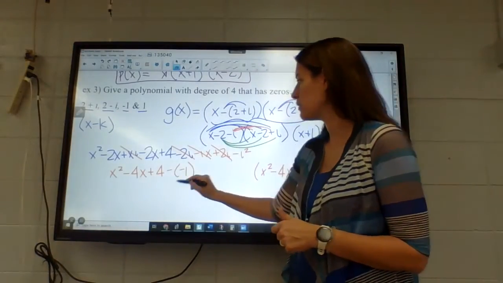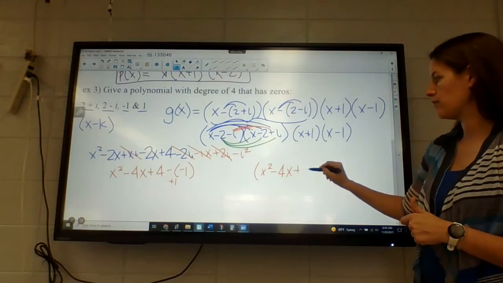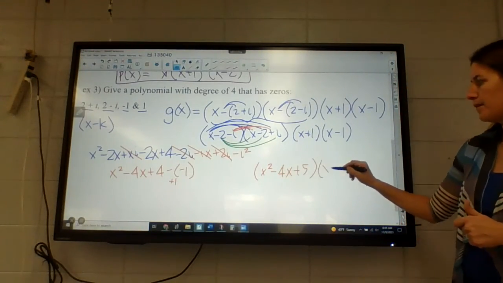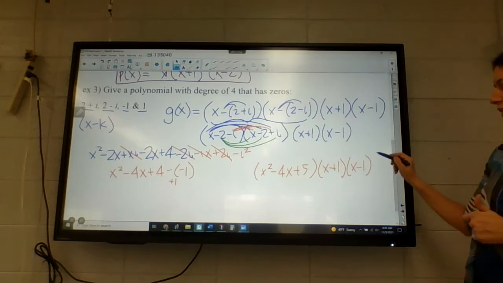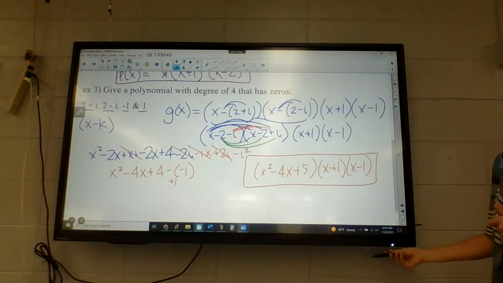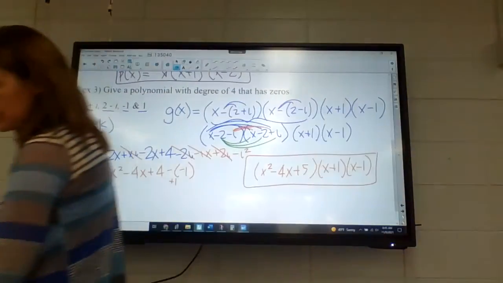Becomes +1, so this is 5. Again, I will not make you FOIL this whole thing, but getting rid of those i's, this is truly a polynomial versus if I left i's in there, kind of a strange circumstance there.